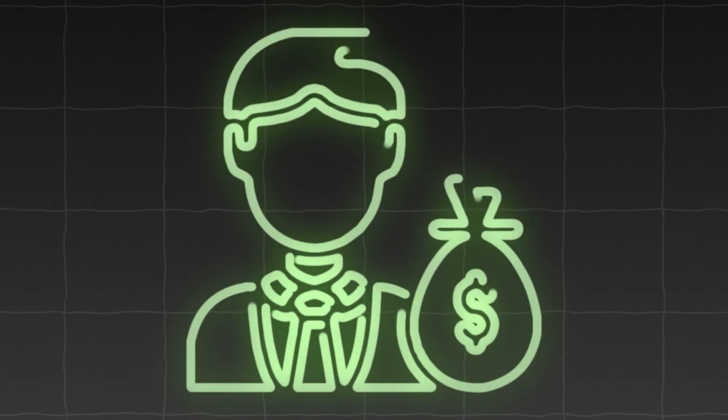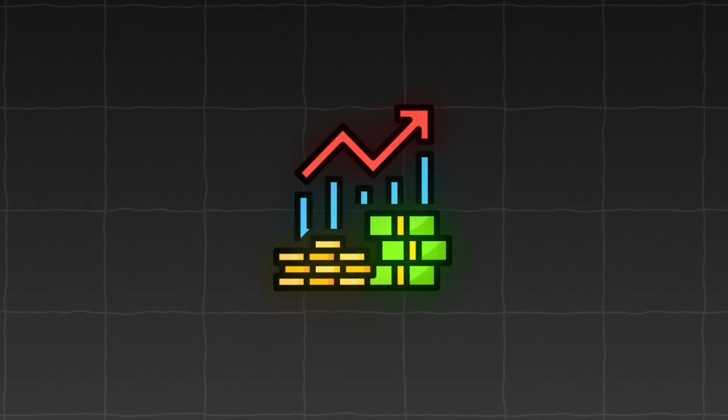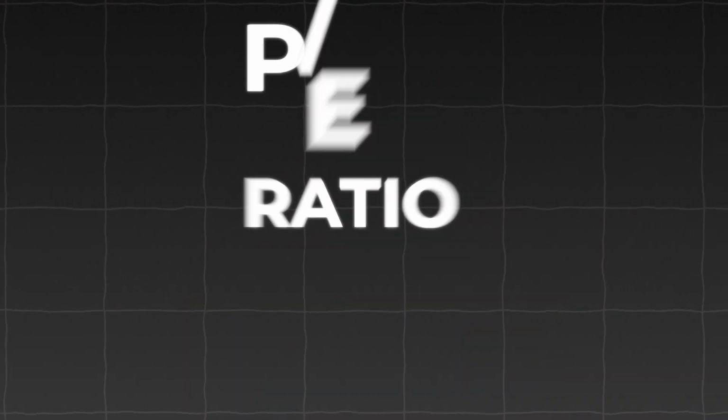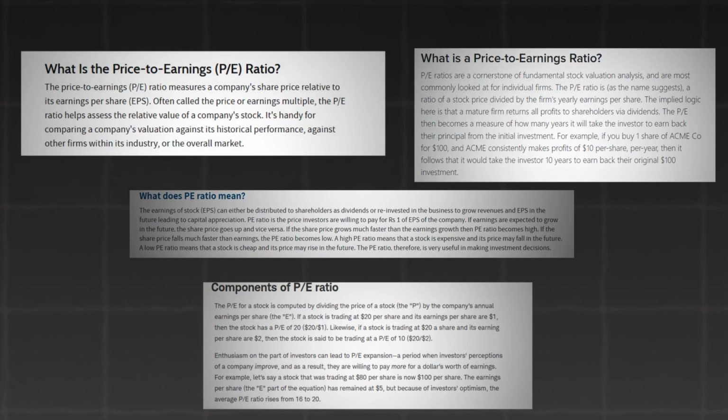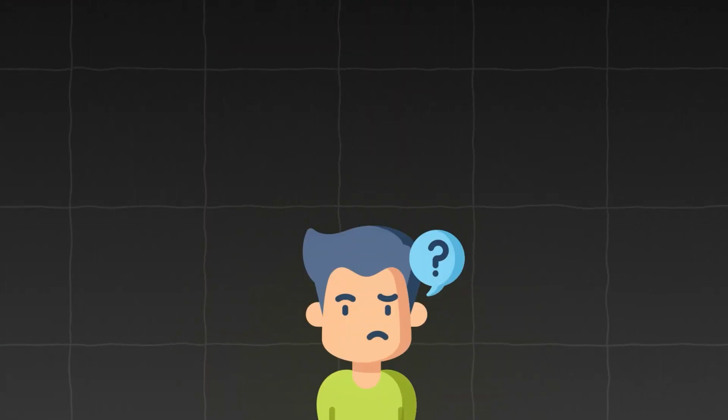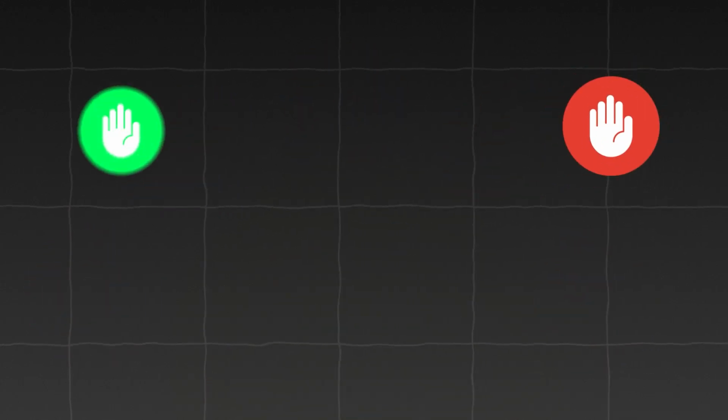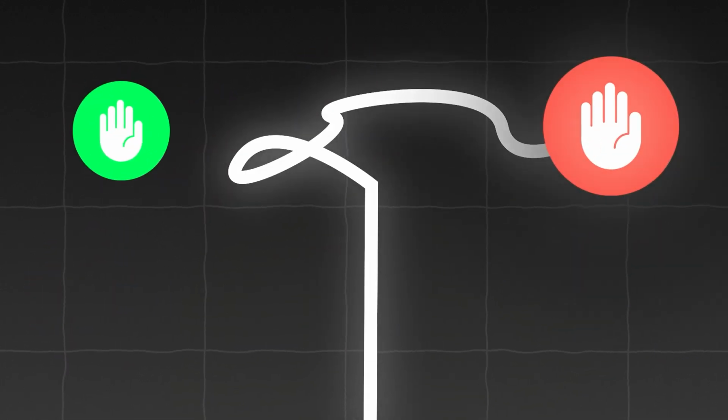You might have heard investors mention the P/E ratio when talking about stocks, but if you're not exactly sure what it is, don't worry, you're not alone. The P/E ratio, or price to earnings ratio, is one of the most talked about numbers in investing, yet many people don't really understand what it tells you, or more importantly, when it can steer you in the wrong direction.